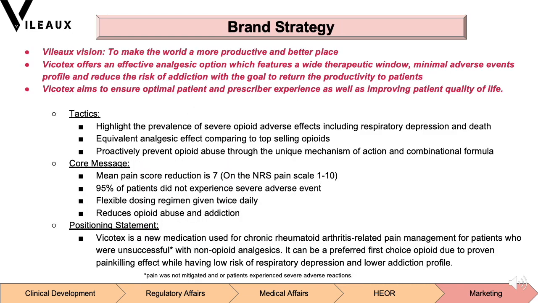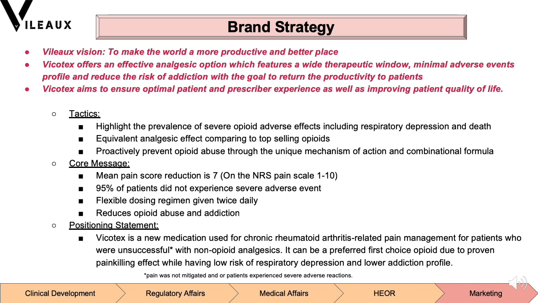Thank you, Trung. Here at VILO, we are trying to make the world a more productive place. We understand that to be more productive, you have to be able to operate at 100%. Those who are in pain are not able to perform at that high capacity. While traditional opioids help with the pain, they often have severe side effects which may hurt the patient in the long run. We wanted to create something that would truly help people and not hurt them.